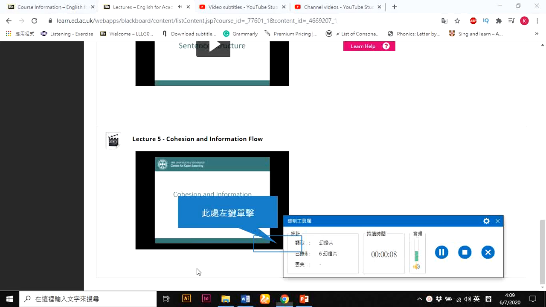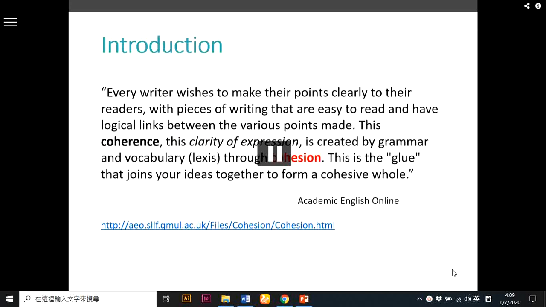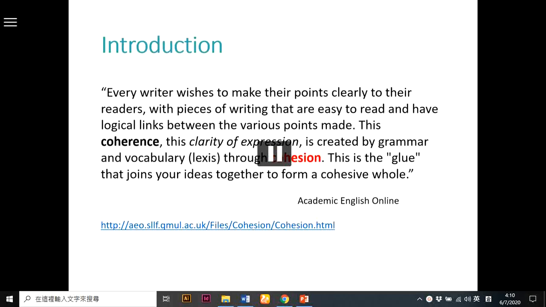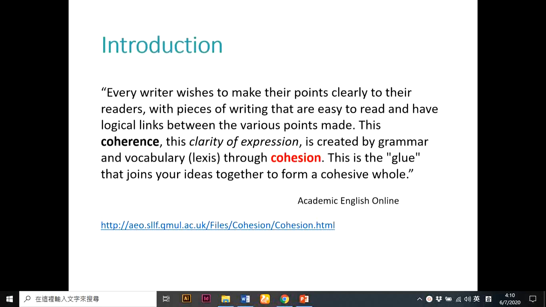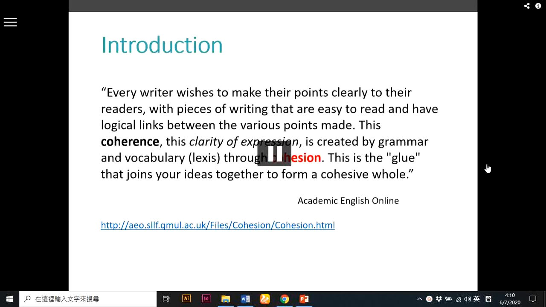This academic writing lecture is about cohesion and information flow. Here's a text from Academic English Online, which expresses how important it is for academic writers to be able to write cohesively. That means they write in a way that creates clear and logical relationships between ideas. We will be looking at different grammatical and lexical ways of achieving this in this lecture.